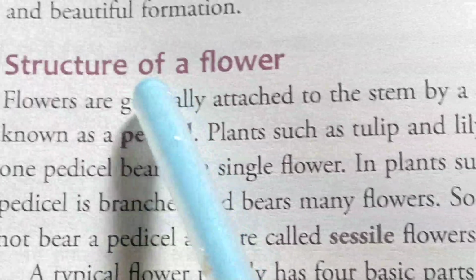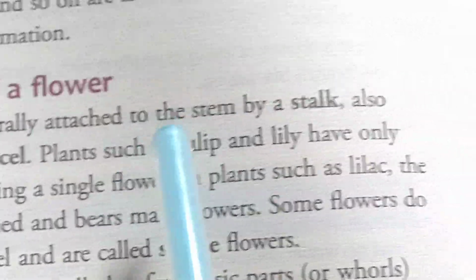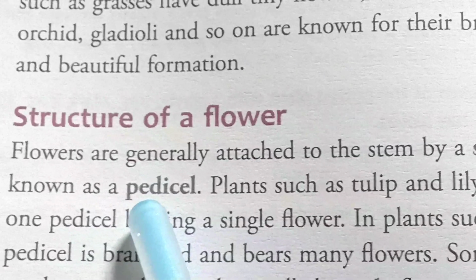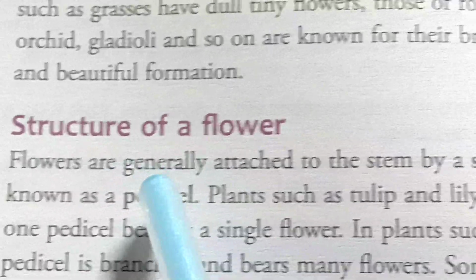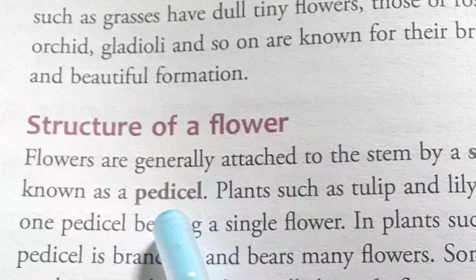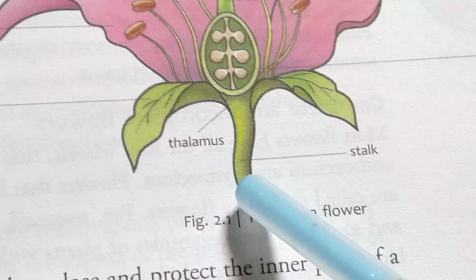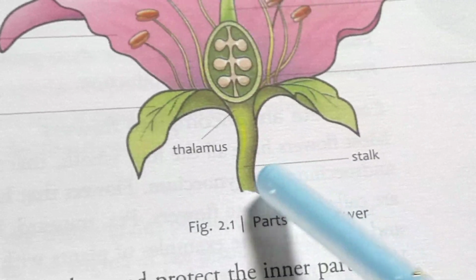Next, structure of a flower. Flowers are generally attached to the stem by a stalk, also known as a pedicel. So, pedicel is a stalk by which flowers are generally attached to the stem. Look at the figure here. Pedicel is a stalk-like structure by which the flower is attached to the stem.